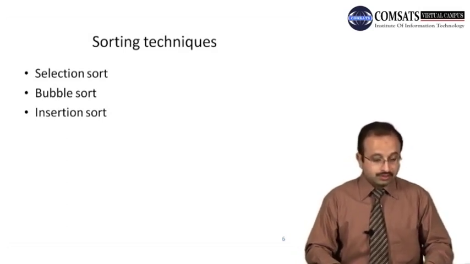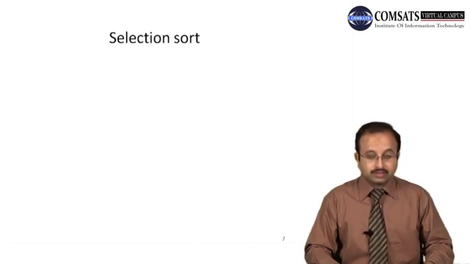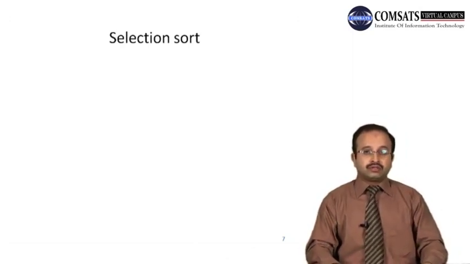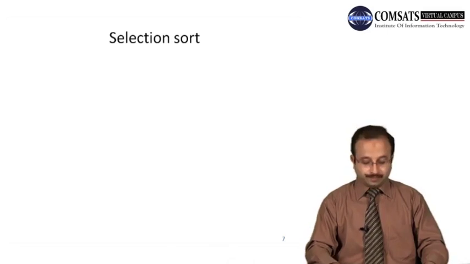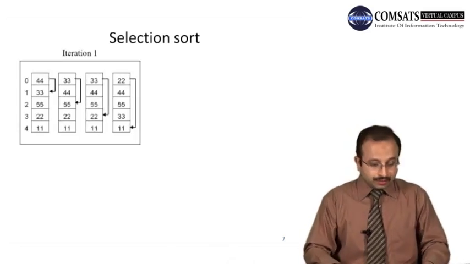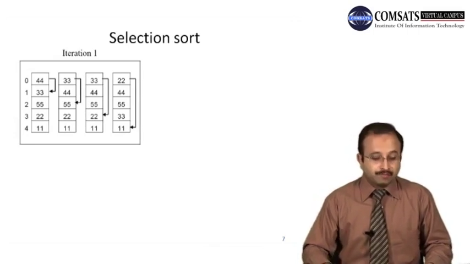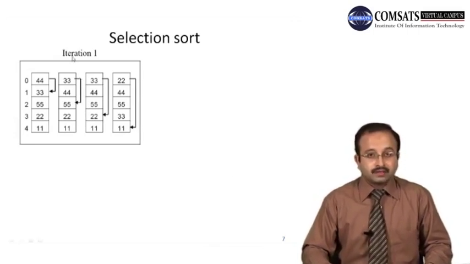So let's see selection sort first. Selection sort is a sorting technique. You can sort the elements of an array or any list using selection sort in ascending or descending order, depending on how you program it. Here we are sorting the elements of the array in ascending order, that is, the smallest element comes first and the largest element comes at the end. It contains some number of iterations. So this is the first iteration.